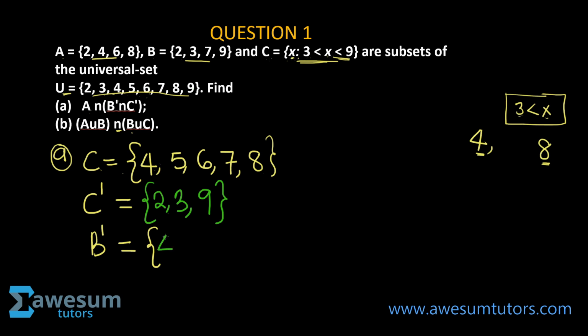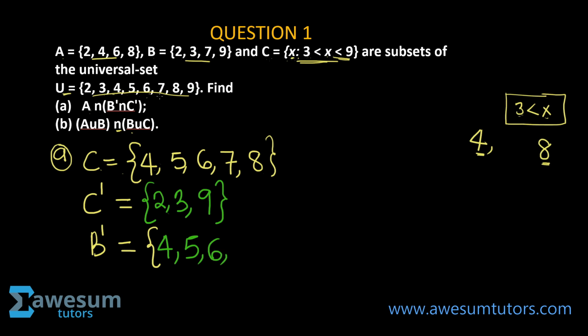Let me use a different color for that. 4. Okay. 5 is in the universal set, it is not in B. 5. 6 is in the universal set, it is not in B.